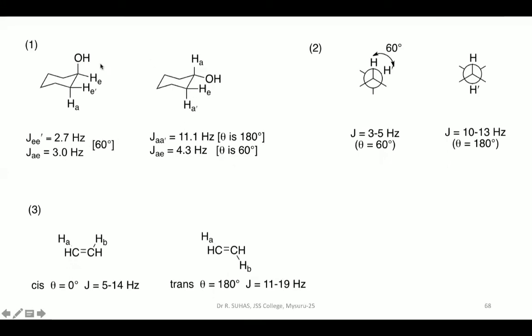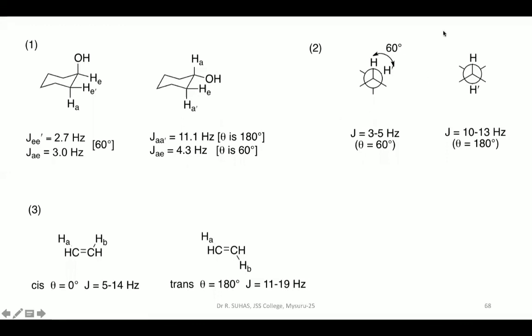Now we will see that this hydrogen, which was present in axial position, is now coming to equatorial position. Now what best can you expect? For JAA dash, because of the anti-periplanar structure, the overlapping will be the best here. That's why you can expect more J value. Look at the J value, it is 11.1 Hertz. The theta is 180 degree. And JAE, again, is very less when compared to JAA dash.